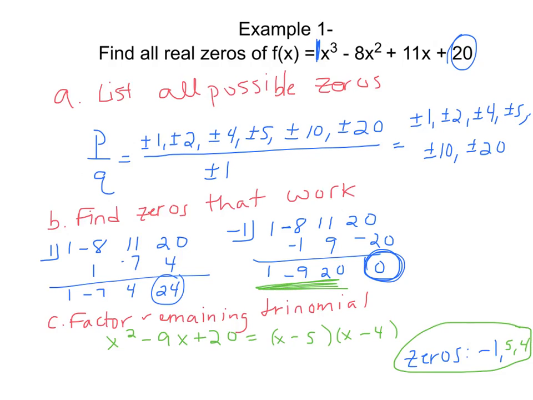In case you didn't follow where I got that, remember once you factor that quadratic, to find the zeros, you just set those factors equal to 0 and solve. So if x minus 5 equals 0, we would add 5 to both sides, and that's where that x equals 5 comes from. And if x minus 4 equals 0, we'd add 4 to both sides, and that's where the x equals 4 comes from. So that's the gist of how to find all real zeros of a polynomial using the rational root theorem.